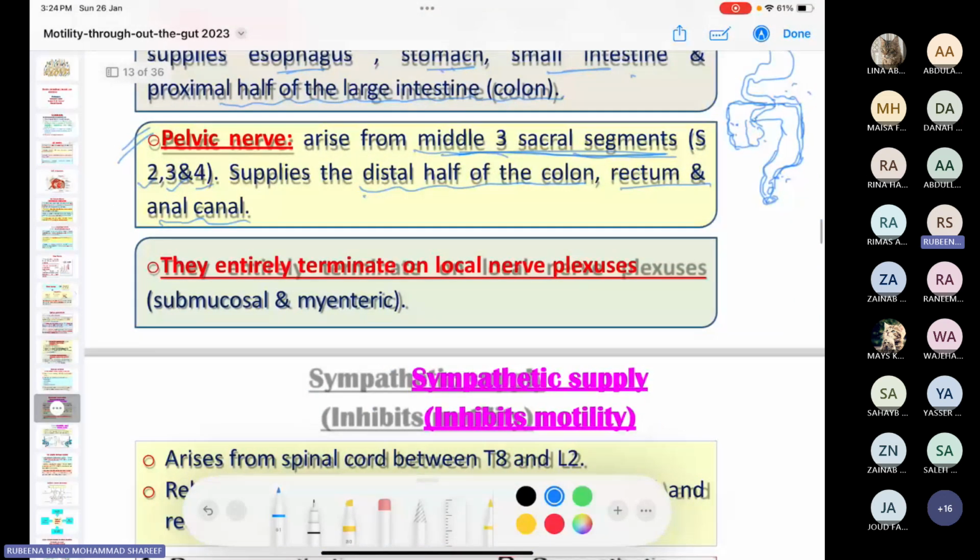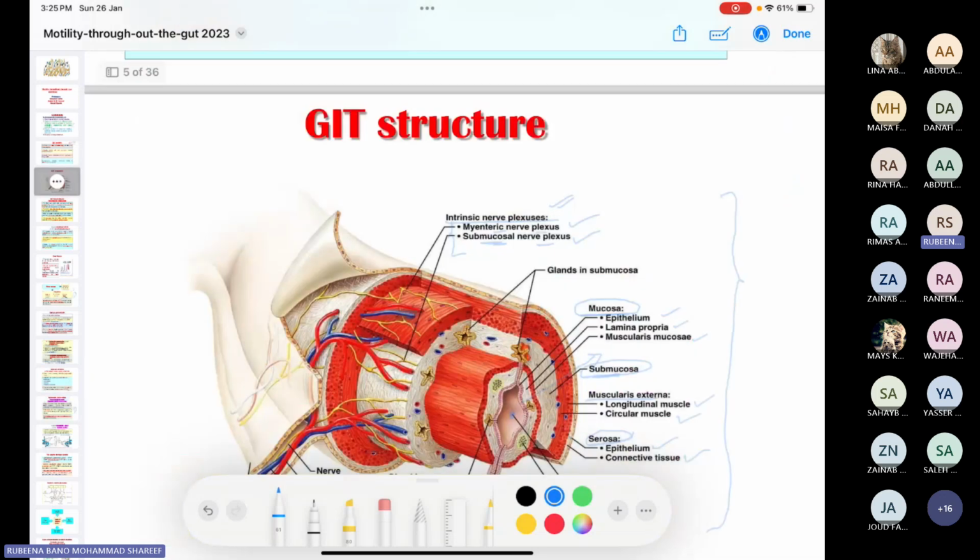And this parasympathetic supply entirely terminates on local nerve plexus. Local nerve plexus means the nerve plexus which are present in the GI wall. And these are submucosal and myenteric. Already I have shown you in this picture. See, these two nerve plexus are also called enteric, or you can say intrinsic. Okay, myenteric nerve plexus and the submucosal nerve plexus, right?